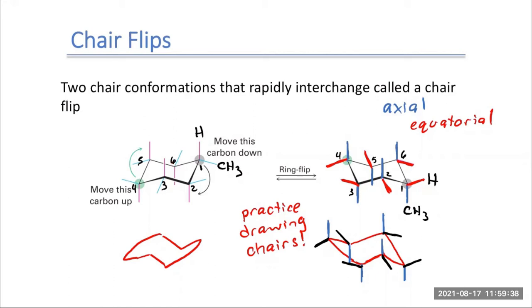So keep that in mind whenever you do a chair flip. All you're doing is changing the axial equatorial position. You're not changing whether it's on the top side of the ring or the bottom side of the ring.